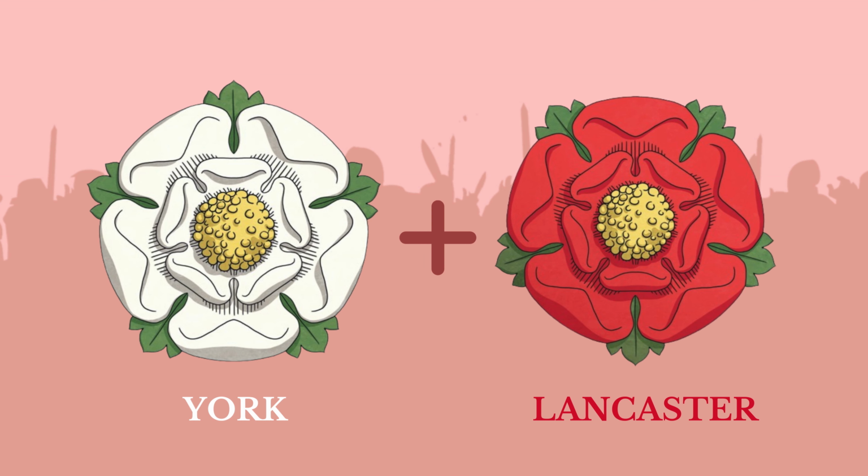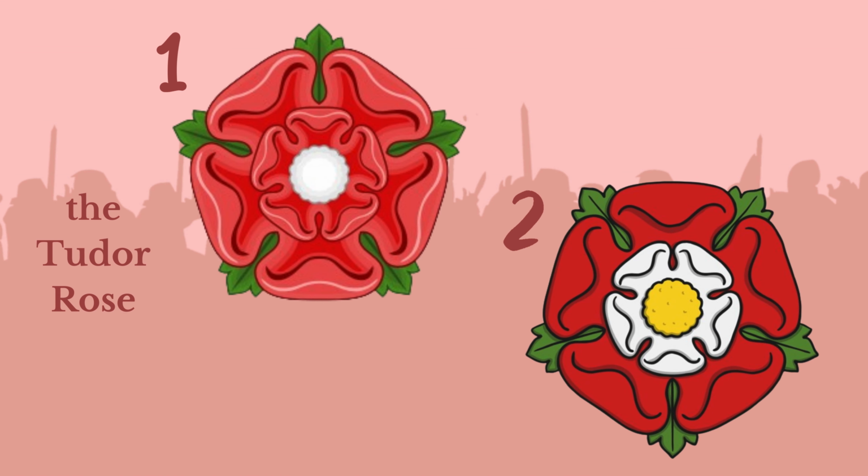The battles were called the Wars of the Roses, as each of the houses used a different colored rose as their emblem. Henry VII combined the emblems of the white rose of York and the red rose of Lancaster. This became the Tudor rose, which is represented in two different ways. One rose is a mix of the two houses' colors. The second rose has the external petals red, Lancaster, and the inner ones white, York.